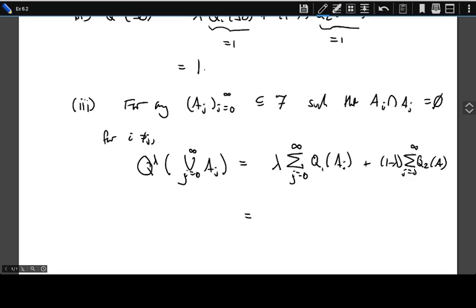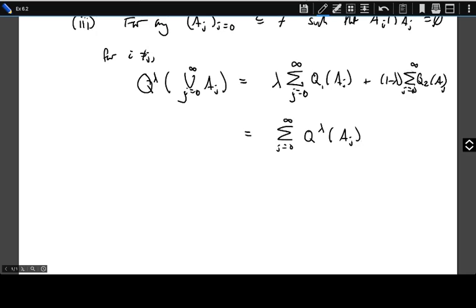And well, moving the lambdas inside the sums and combining these gets us to return to Q lambda of the A_j's. So also additivity. So Q lambda is a probability measure, and we just need now that it is equivalent to P.